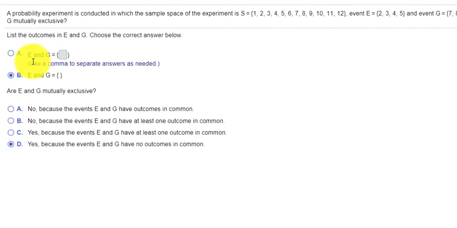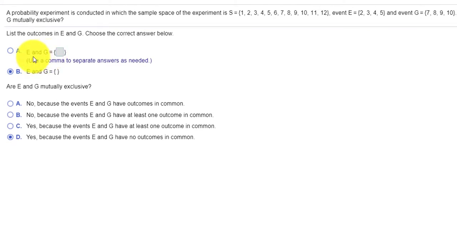So again, I just want to make sure. I almost made a mistake because I read this as E or G, but E and G, that's what's in both E and G. There's nothing in common here, right? This is 2, 3, 4, 5. That doesn't appear in G, and 7, 8, 9, 10 does not appear in E. So that's why I put the empty set. And I said, yes, they're mutually exclusive because E and G have no common outcomes.